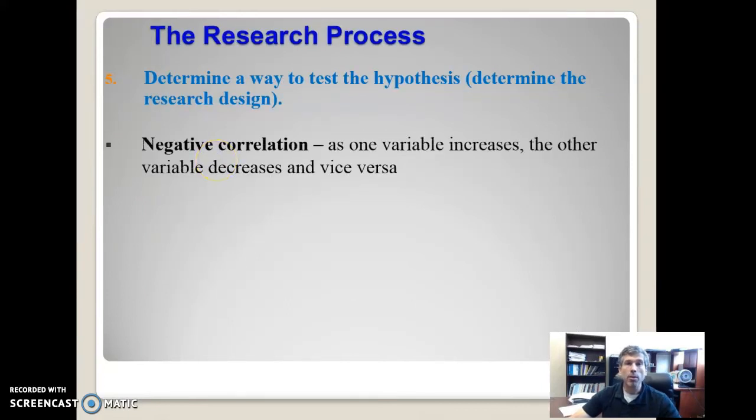So a couple more terms in correlations. We have different descriptions for different directions of correlation. So what's called a negative correlation occurs when one variable increases, scores on the other variable tend to drop, and vice versa. So people that score high on one variable tend to score low on the other, and vice versa. They move in opposite directions.